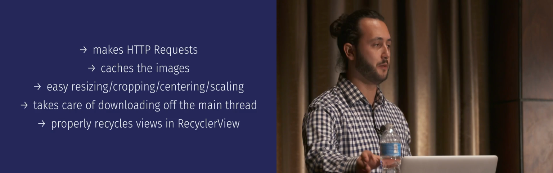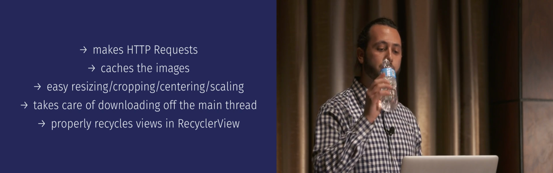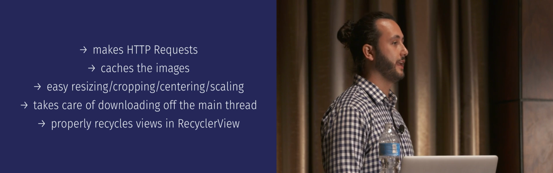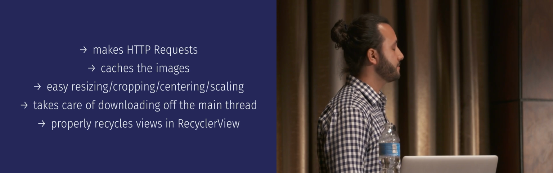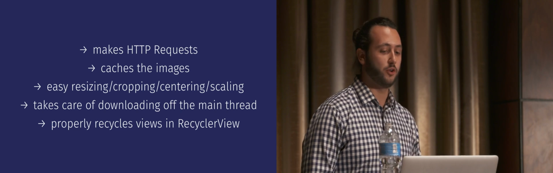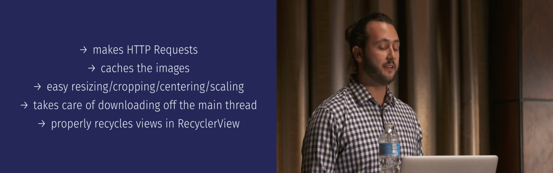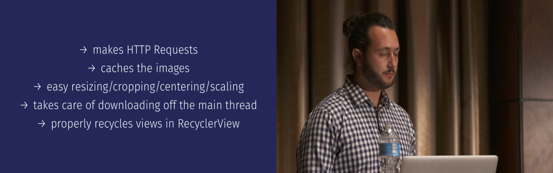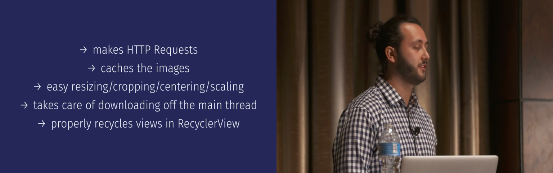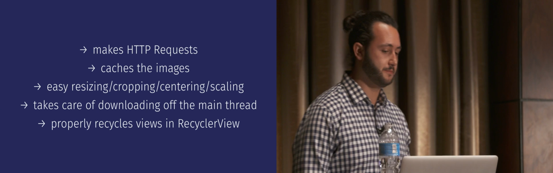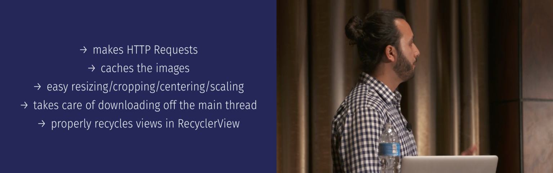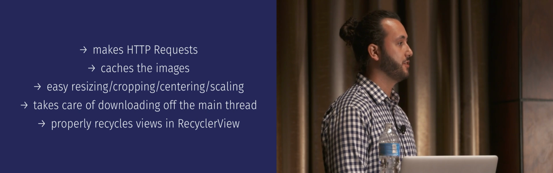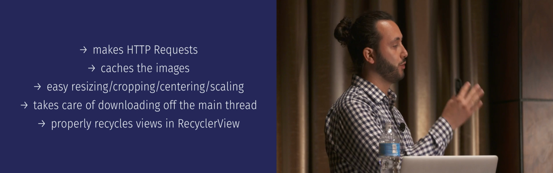Here are some of the benefits of Picasso. Picasso will automatically make the HTTP requests for you, which is really nice. You don't have to worry about that kind of stuff. Picasso will also cache the image, so you don't have to worry about making that request again. And it's easy to crop, center, scale, any kind of work that you need to do on that image. It also takes care of downloading it off of the main thread, so we don't have to worry about that kind of networking on main thread exception. And if you are using a recycler view, Picasso works really well with recycler views, attaching to any kind of image views or unattaching whenever that view gets recycled off screen.